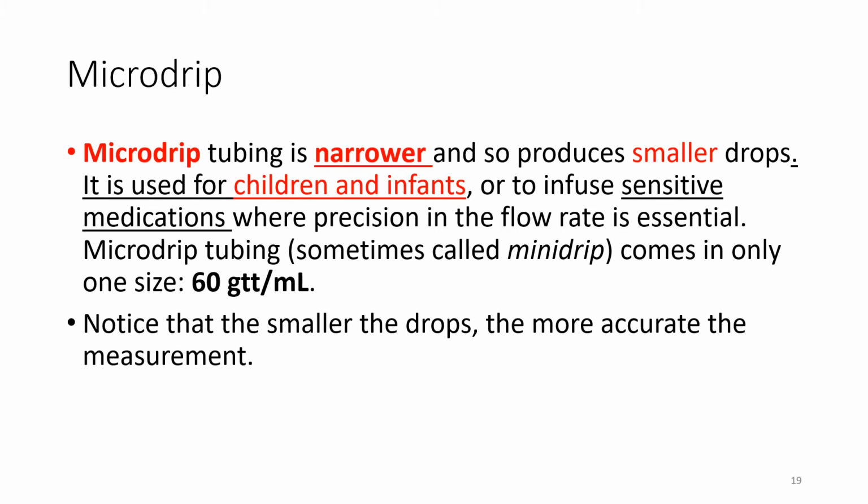Okay, now sometimes they may be called a mini drip, and that's fine, but there is only one size for a micro drip. So if you have a test question and it asks you to select how many drops per ml does microdrip provide, you're going to know that it's 60. There's only one size for microdrip, okay? So the smaller the drops, the more accurate the measurement.